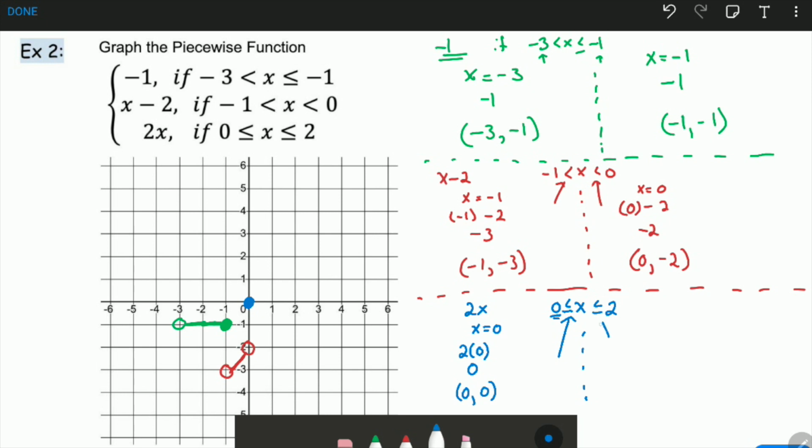For the other side, we have x equals 2. Plug it into the equation, 2 times the x value of 2. 2 times 2 is 4. So our ordered pair is 2, 4. And once again, it's a solid dot because less than or equal to. 2, 4, solid dot. For the blue segment, we have 2 points already, so we can just connect them.